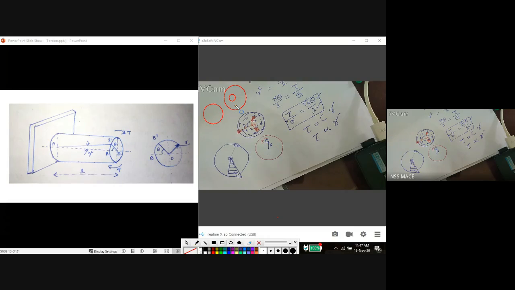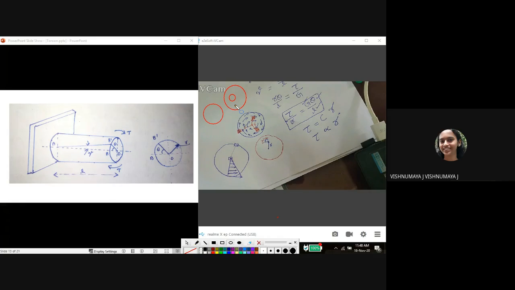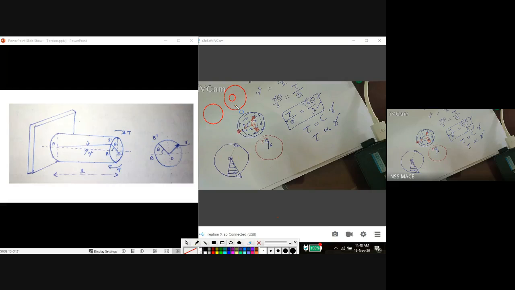For example, consider two shafts with the same weight. One is hollow, one is solid. Which one is good for power transmission? Which one has higher strength? Hmm? Solid. What is the reason for that?